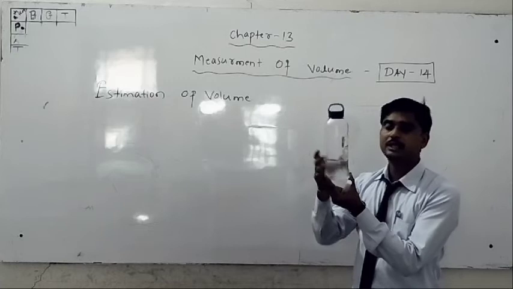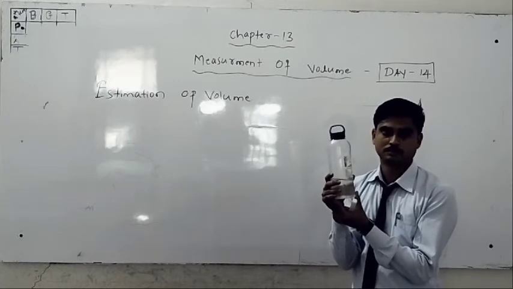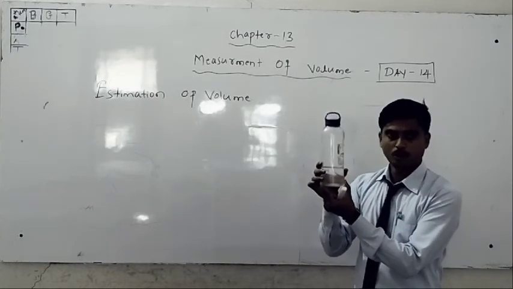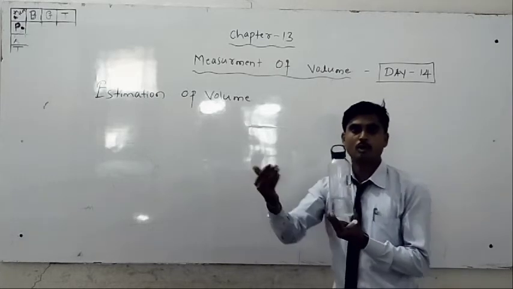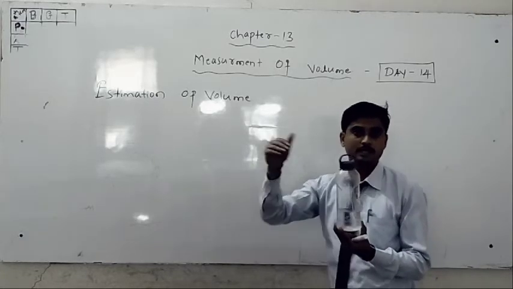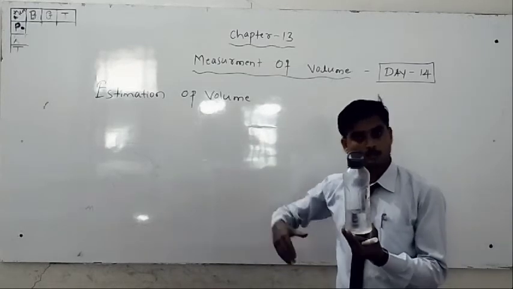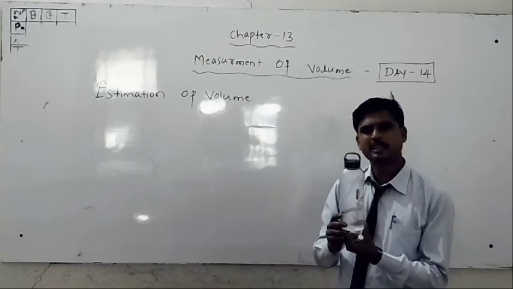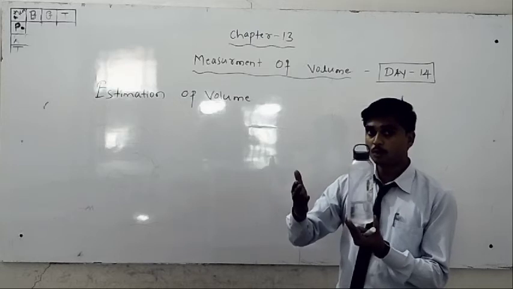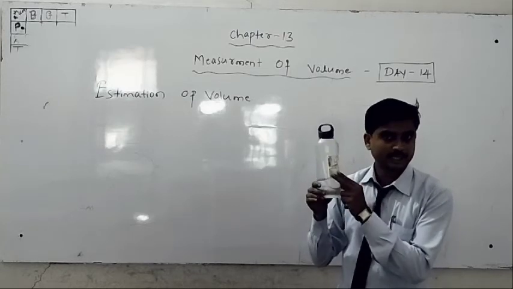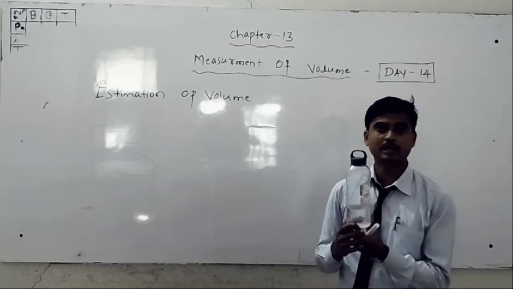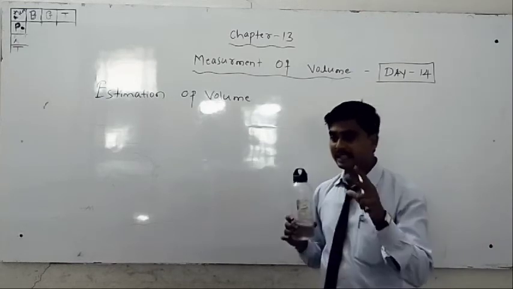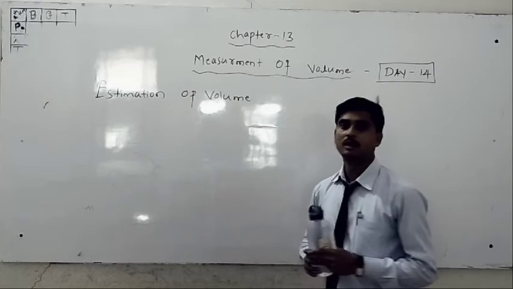occupy this water bottle. When asked how much water this water bottle holds, what do you say? Someone is telling 1 liter, someone is telling 750 milliliter, someone is telling 2 liter, 3 liter, this type they are telling, but don't know the fixed quantity. How much it holds, perfectly don't know. Okay, that is the estimation of the value.